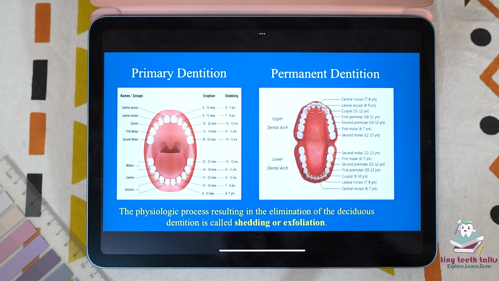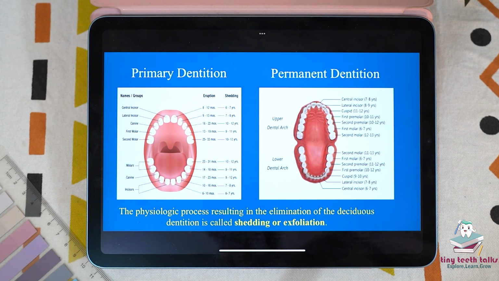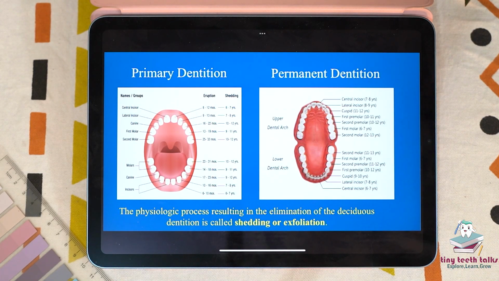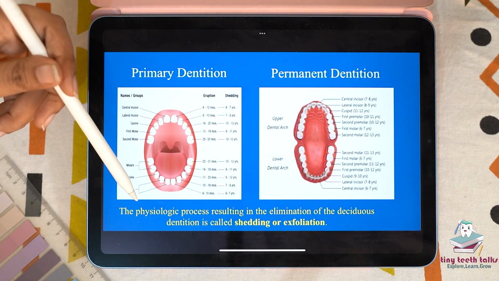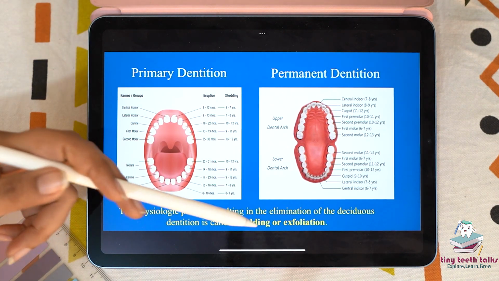The necessity of two dentitions exists because infant jaws are small and the size and number of the teeth they can support is limited. Since teeth once formed cannot increase in size, a second dentition consisting of larger and more teeth is required for the larger jaws of the adult. Therefore, the resorption caused by the pressure from the erupting permanent tooth and the disintegration of the roots and supporting structure weakens the tooth and causes exfoliation. The physiologic process resulting in the elimination of the deciduous dentition is called shedding or exfoliation.